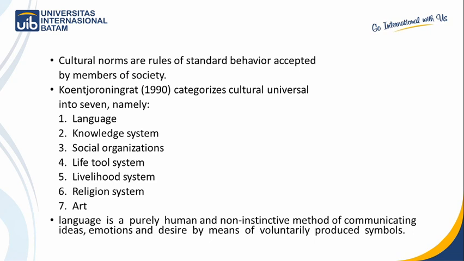Cultural norms are rules of standard behavior accepted by members of the society. Koentjaraningrat in the 1990s categorized cultural universals into seven, namely language, knowledge system, social organization, lifestyle system, livelihood system, religion system, and art. You can try to find examples of each of these elements in the book that I have already taught you to read in the first meeting.